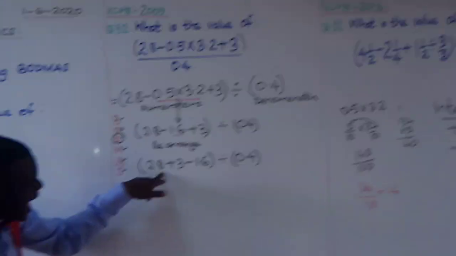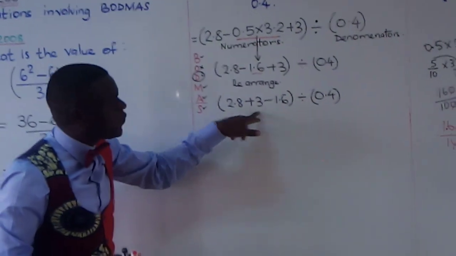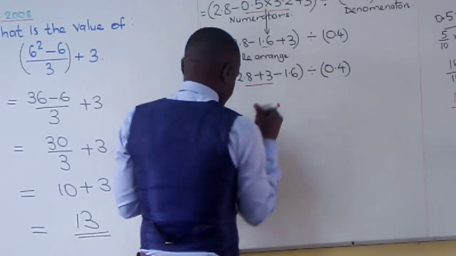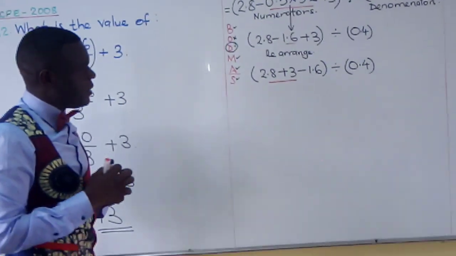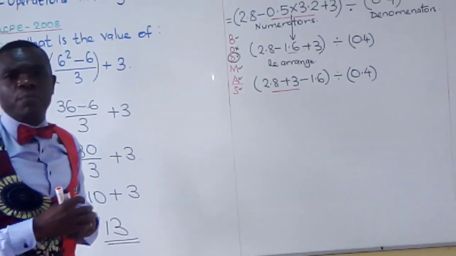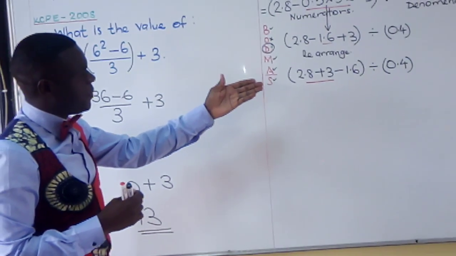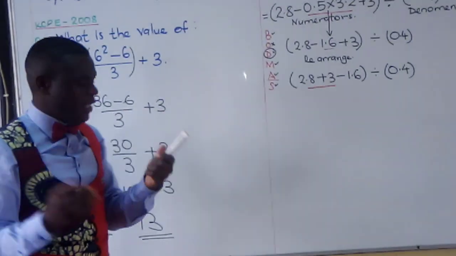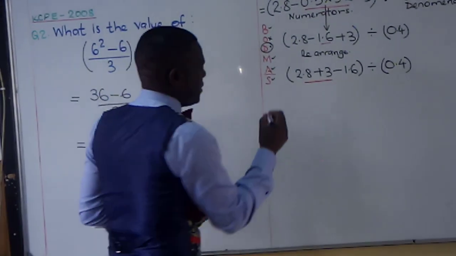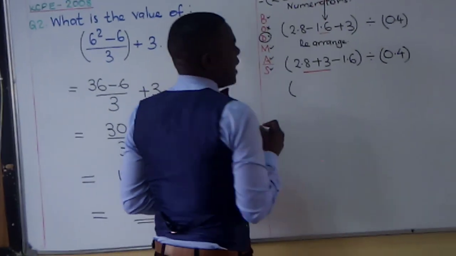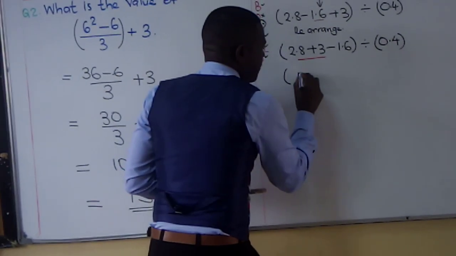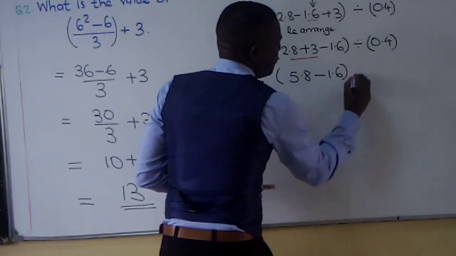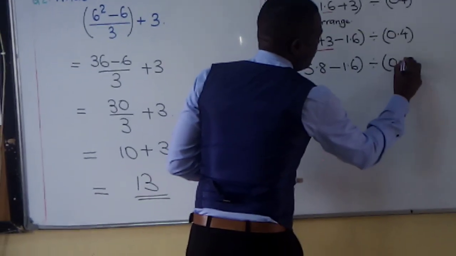Now we can add 2.8 to 3 first. Very good. Jacob, what is 2.8 plus 3? Sure. Clap for Jacob. He got it right. 2.8 plus 3 is 5.8. Then we subtract 1.6 divided by 0.4.